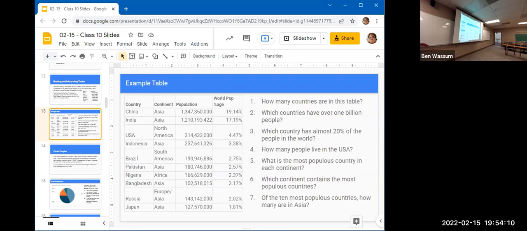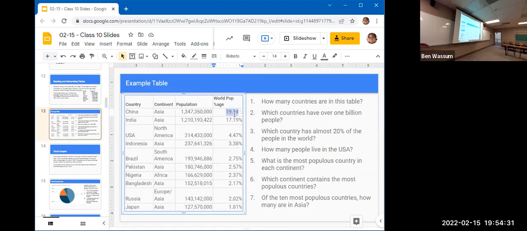Which country has almost 20% of the people in the world? Well, that one's going to be China, right? You can see in the world population percentage column. That one's sorted by amount also, because I mean, it would have to be. And that number is awfully close to 20%.